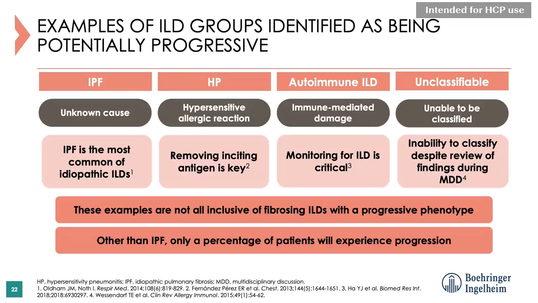Hypersensitivity pneumonitis is a hypersensitive allergic reaction. And what's important in these patients is they're generally inhaling something, and so removing this inciting antigen is key. Autoimmune ILD results from immune-mediated damage to the lungs. Monitoring for ILD in these patients is critical upon diagnosis of an autoimmune condition. Unclassifiable ILD includes patients for whom a confident diagnosis cannot be made.